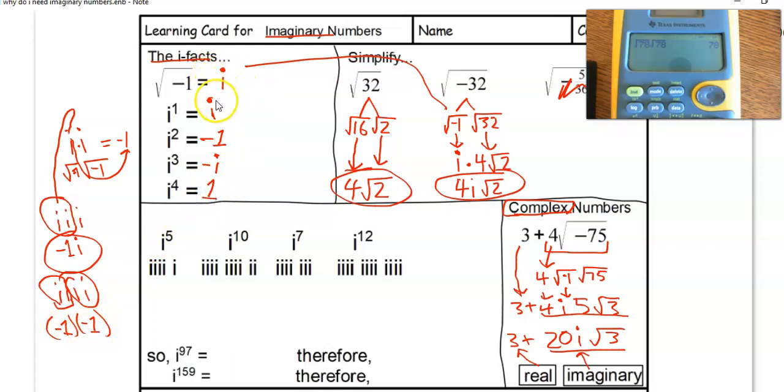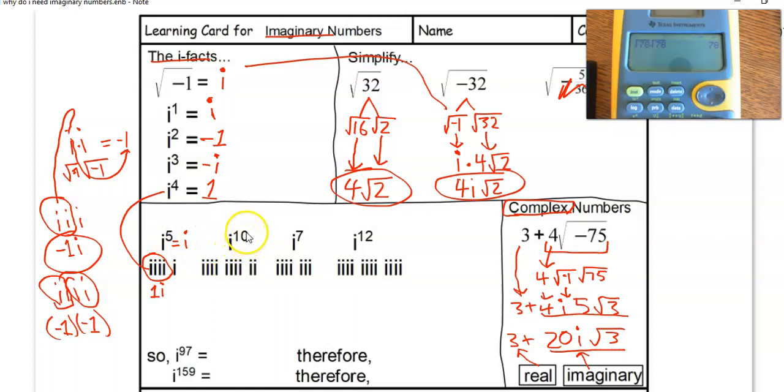Okay, so the i facts are i, -1, -i, 1, with negatives in the middle. These i facts are going to be really important in helping us to simplify some things, specifically i raised to certain powers. i to the fifth can be broken down like this: 4 i's and then 1 left over. These 4 i's, we just determined, are the same thing as 1. So I get to replace all those with 1, and I still have that i left over. So i to the fifth actually equals just plain i.